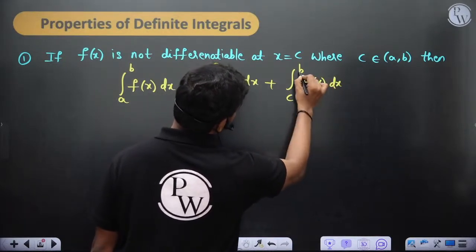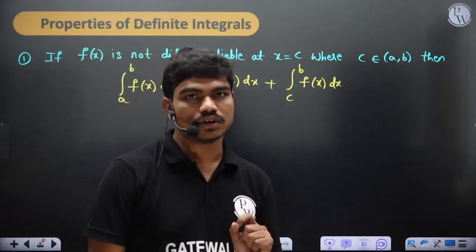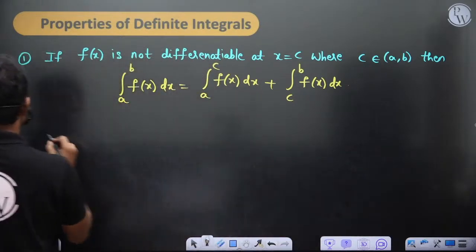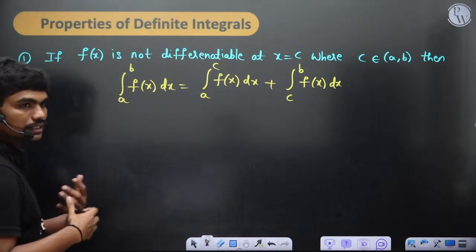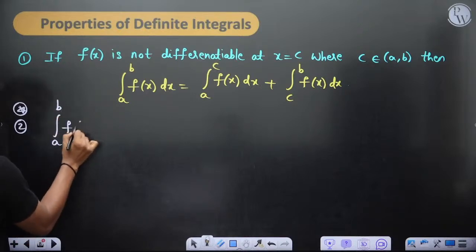Okay, so basically you can split this integration at that point x is equal to c, where the function is non-differentiable, of course. Okay, so the second very important property, in fact this greatly many times helps in resolving the integrals. Integral a to b f of x dx.